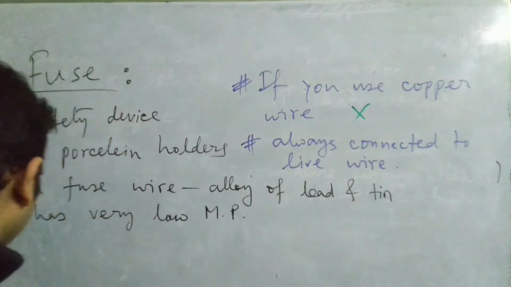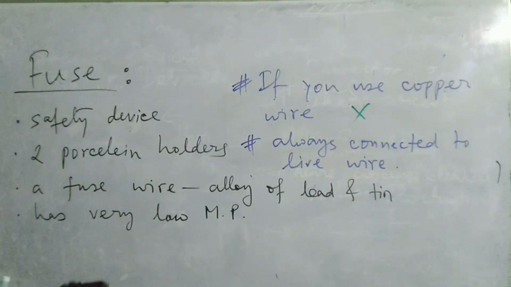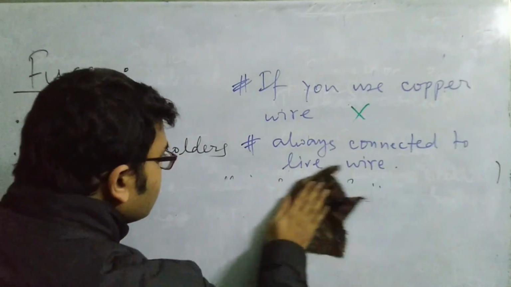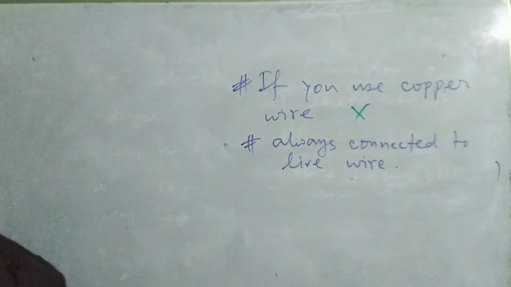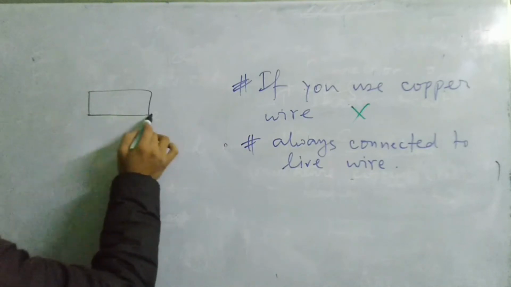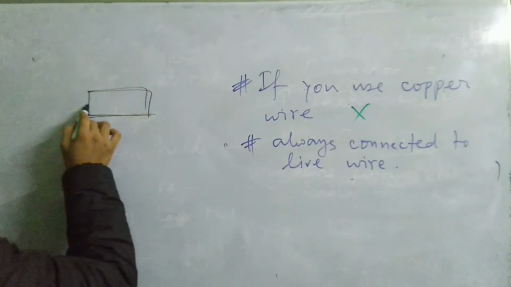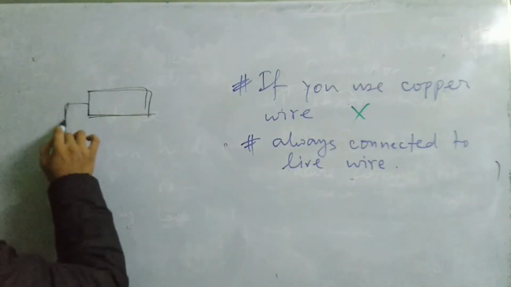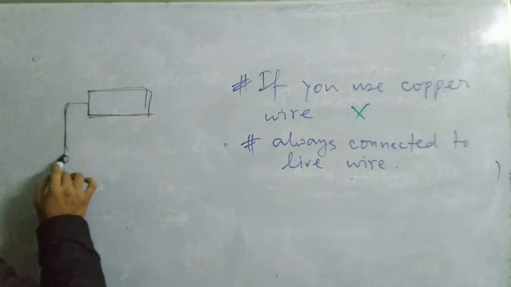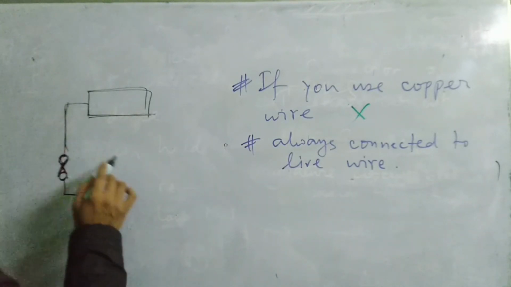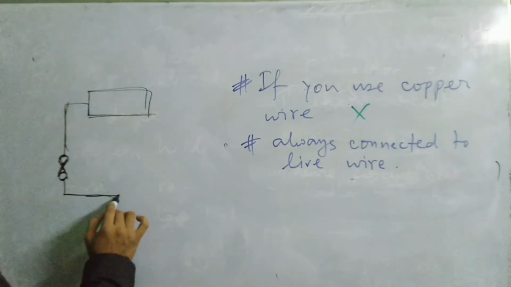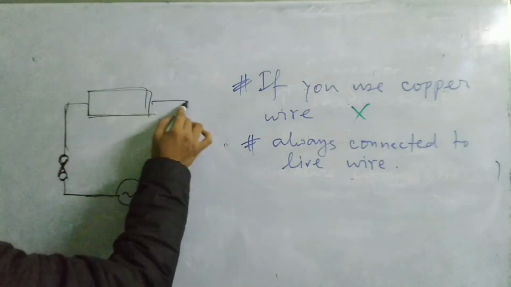Fine. I will just draw one diagram. Then it will be easier for you to understand through the schematic or pictorial representation of the situation. See, you have a device, say any costly electrical appliance, connected to the circuit. So this is the fuse that you are using, and this is the live wire. This is the power source, and this is the neutral wire.